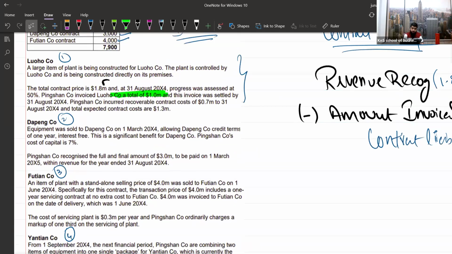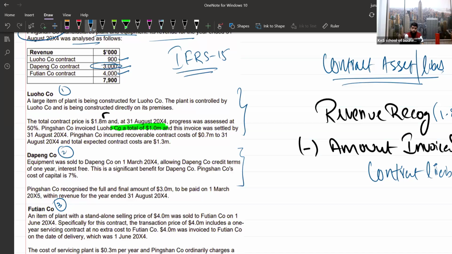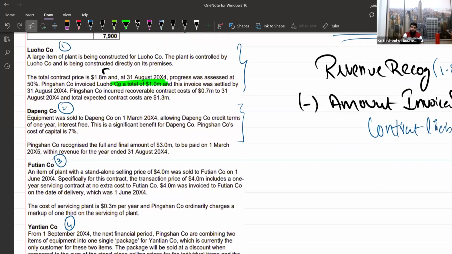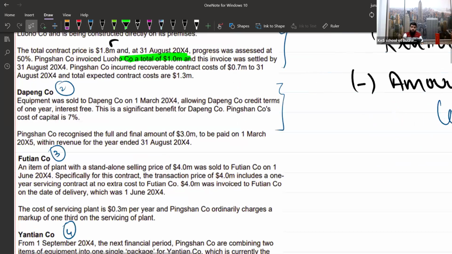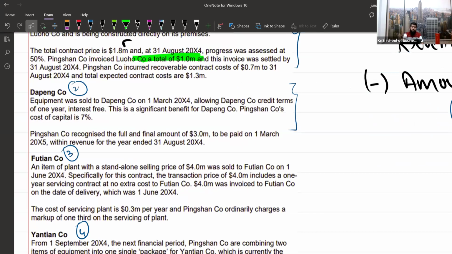Which one? That is the second paragraph, the second contract. It means the revenue that is recognized over here is incorrect. That is 3,000 is the incorrect value. We need to calculate the correct profit related to Depping company. Now, how are we going to recognize it?